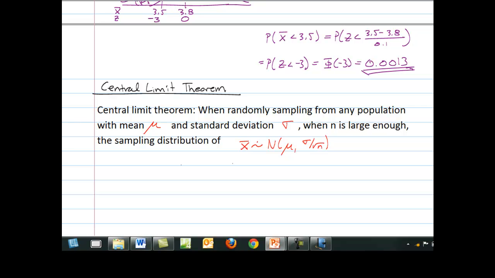Now, of course, the thing that I notice here, it says when n is large enough. Well, what does that mean? What does large enough mean? Well, as it turns out, the larger the sample size, or the larger the value of n, and again, n is our sample size, the better the approximation of normality.